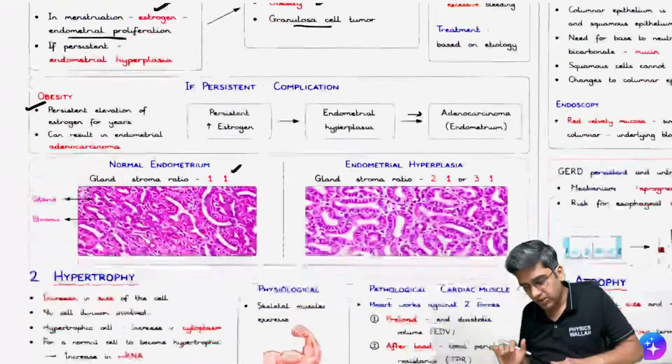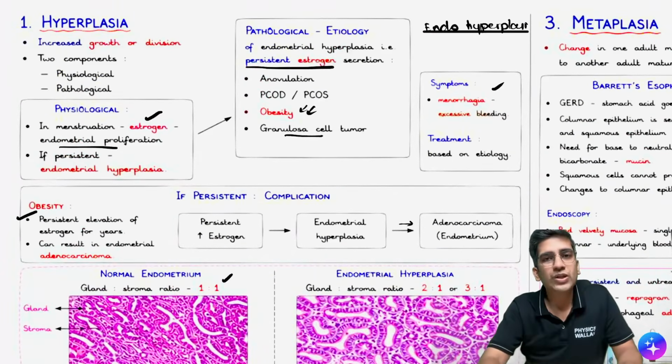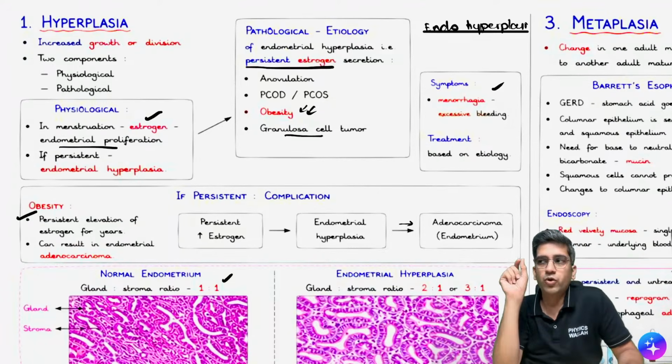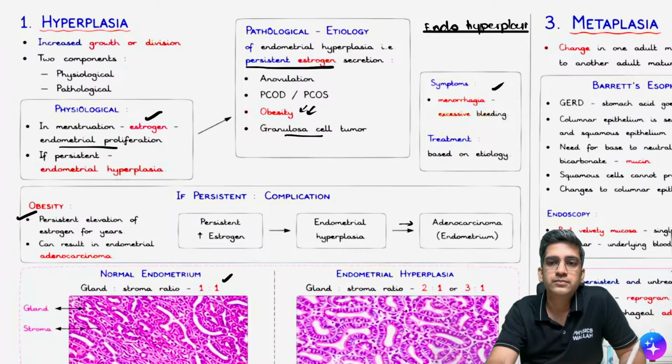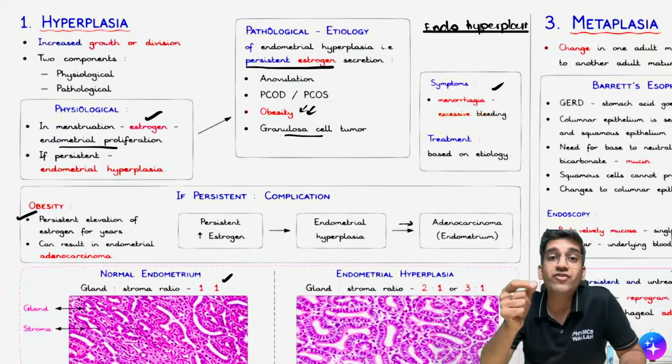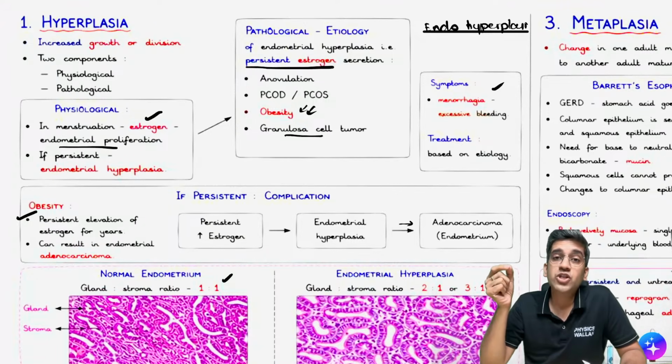Fine. Okay. Now let's go to hypertrophy. Can anyone tell me which cells will undergo hypertrophy? If I say, okay, this cell will undergo only hypertrophy, is there anything like that? Yes, cells which have lost the capacity to divide. A cell which divides can undergo hyperplasia. A cell which has lost the capacity to divide can undergo only hypertrophy.